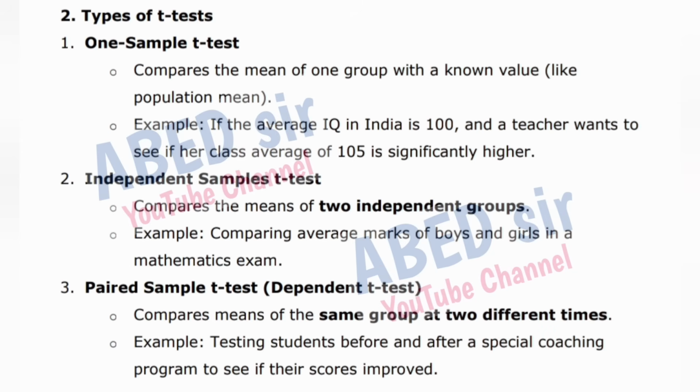2. Independent samples t-test. Compares the means of 2 independent groups. Example, comparing average marks of boys and girls in a mathematics exam. 3. Paired sample t-test, dependent t-test. Compares means of the same group at 2 different times. Example, testing students before and after a special coaching program to see if their scores improved.